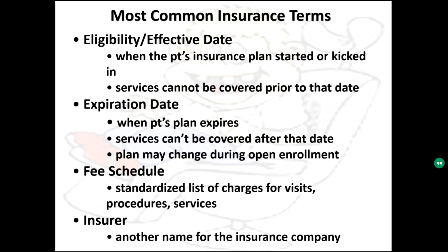The eligibility, the effective date, and the expiration date. These two things are basically exactly what they say. So it's when the insurance kicks in and when the plan expires. Sometimes a plan will expire because a patient didn't renew the insurance, or they couldn't afford it, whatever.